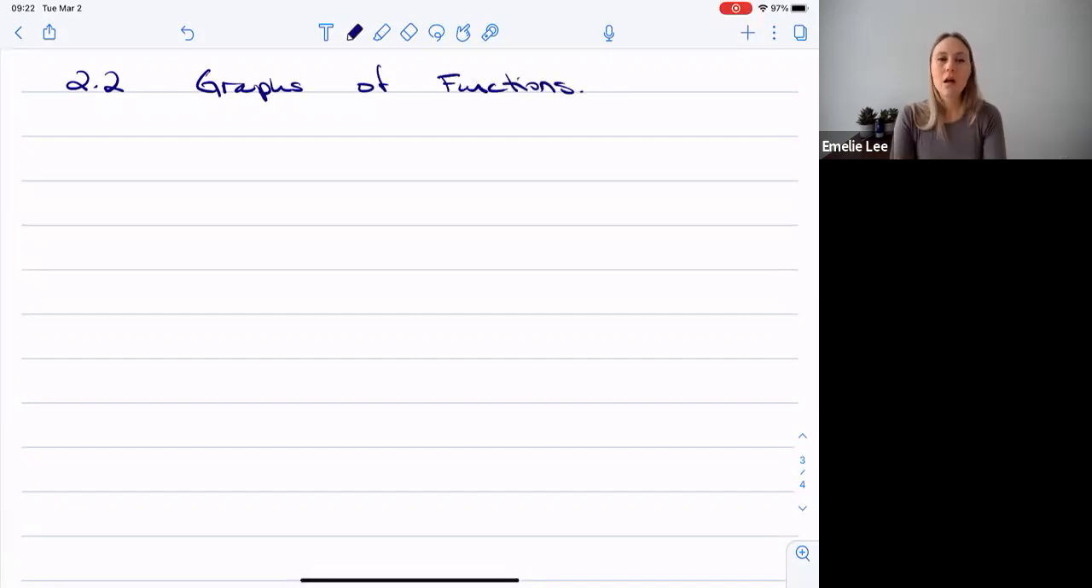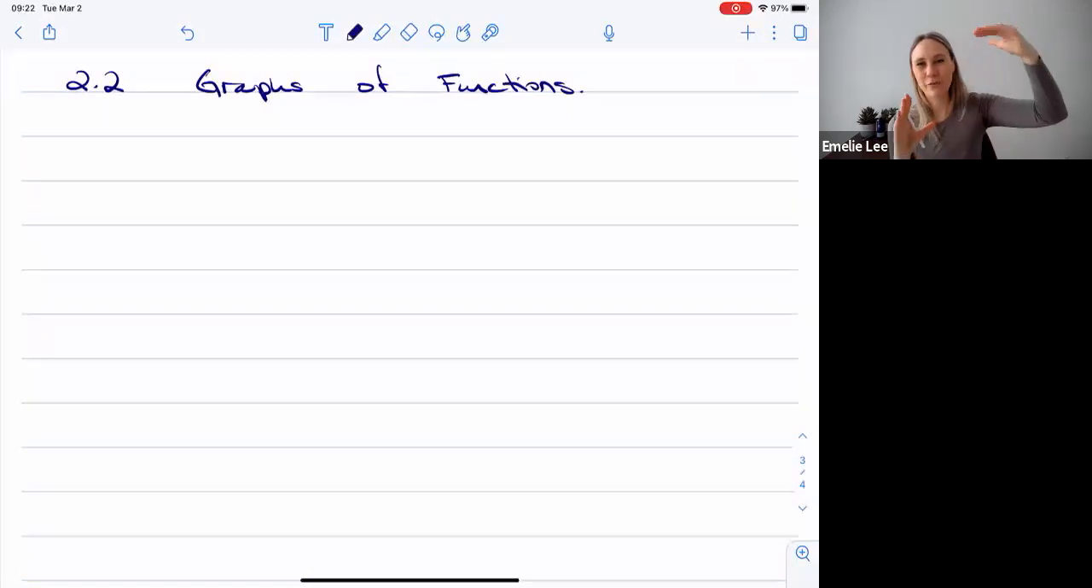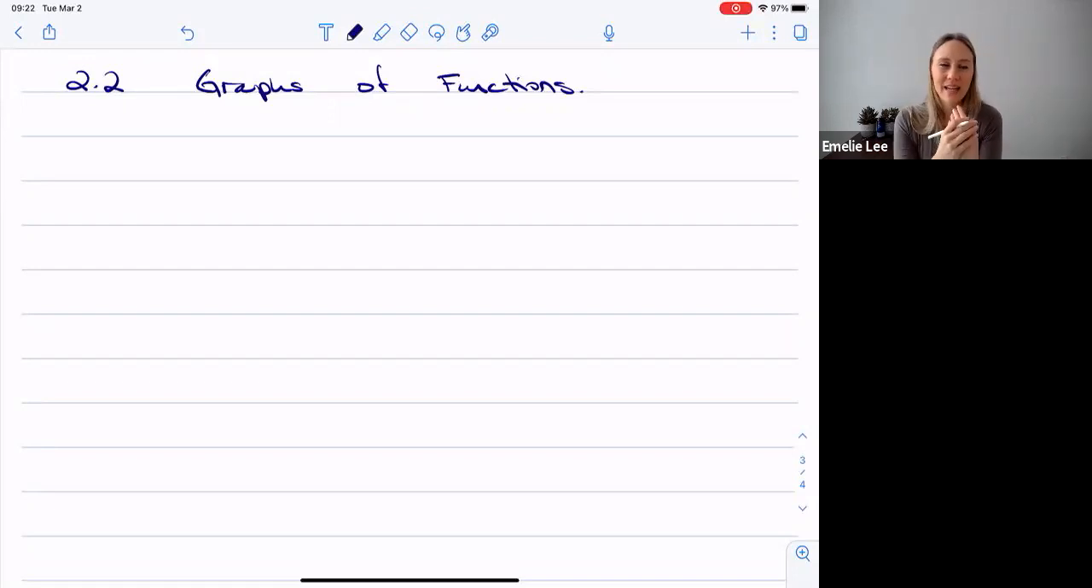Okay. So from section 2.2, there's a big summary piece, and it has a bunch of different graphs and functions that we should be familiar with. I'm not asking you to memorize them. We're just going to talk about them, and being able to recognize them as they come up is going to be really useful.